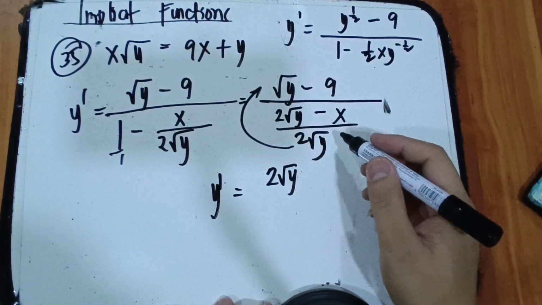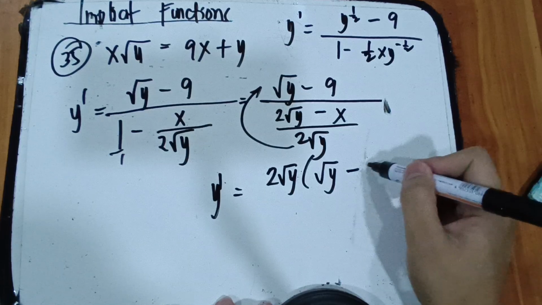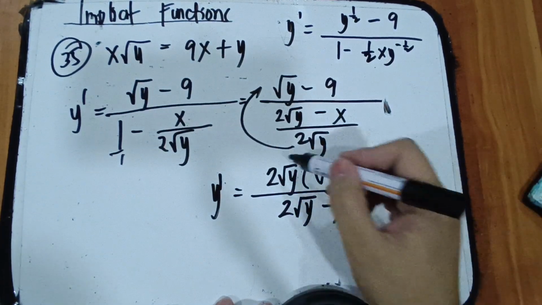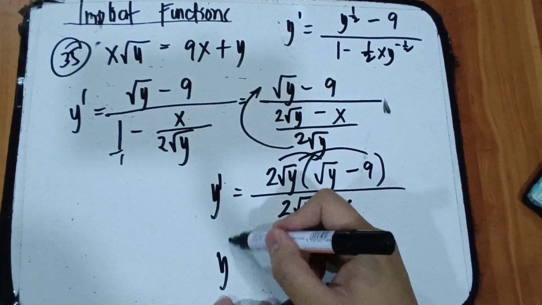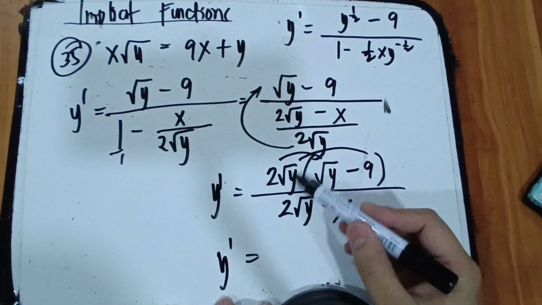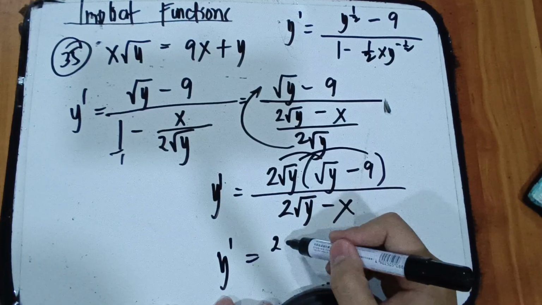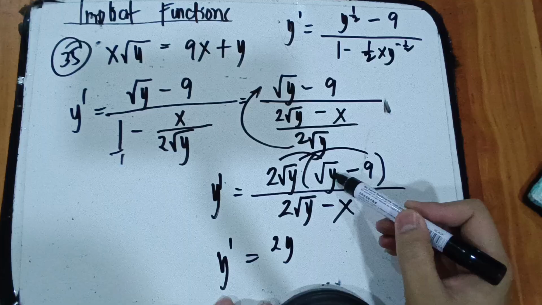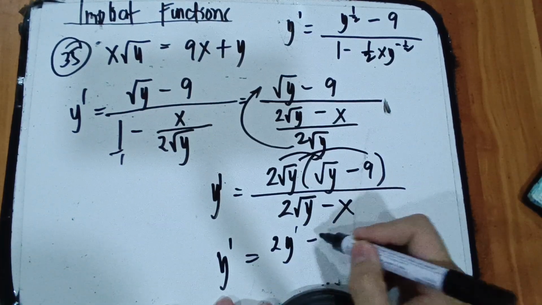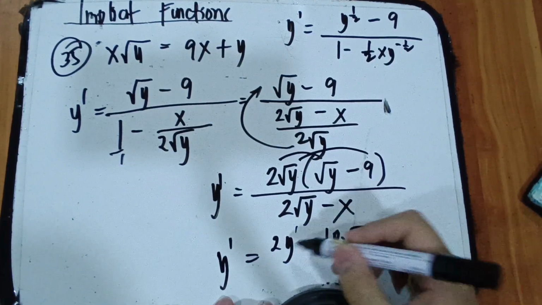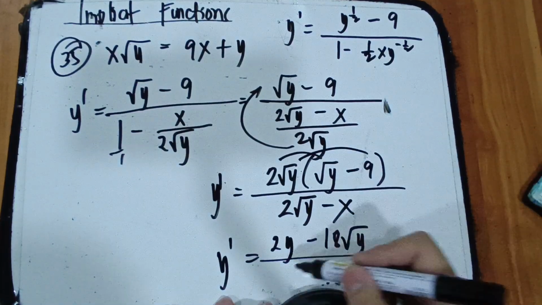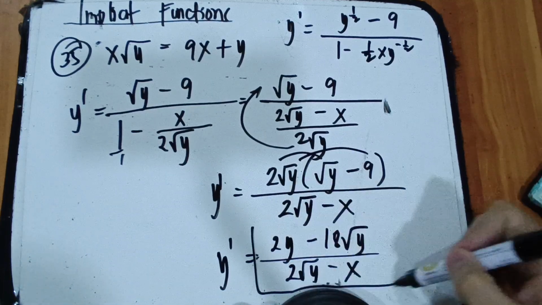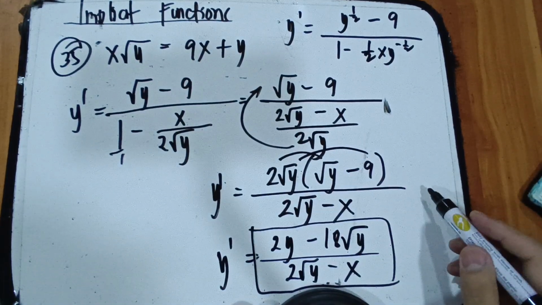2 square root of y multiplied by square root of y minus 9 all over 2 square root of y minus x. Distribute. Ang 2 square root of y multiplied by square root of y is 2y. Bakit? Guys, y raised to 1 half to. Y raised to 1 half, y raised to 1 half. Kaya y raised to 1 na lang yan. Minus 18 square root of y over 2 square root of y minus x. So, ito na yung final answer natin. Okay, number 35.